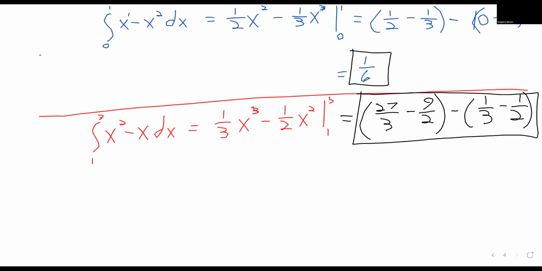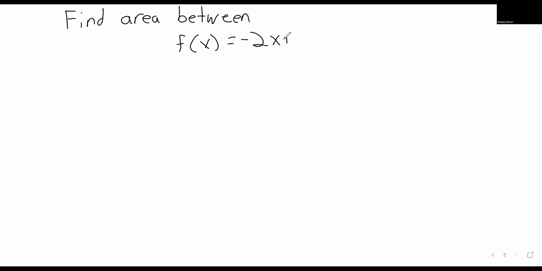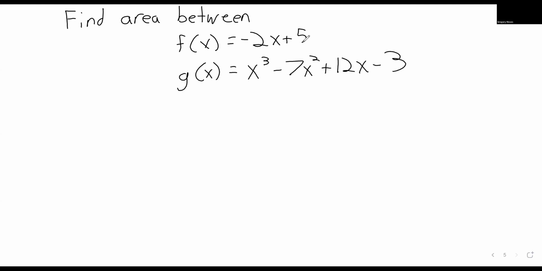If you look at textbook exercises, you sometimes might see something like this. Find the area between f of x is negative 2x plus 5, g of x is x cubed minus 7x squared plus 12x minus 3. You might see a question just framed like that.